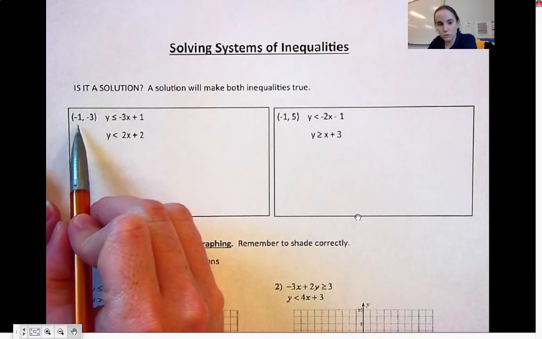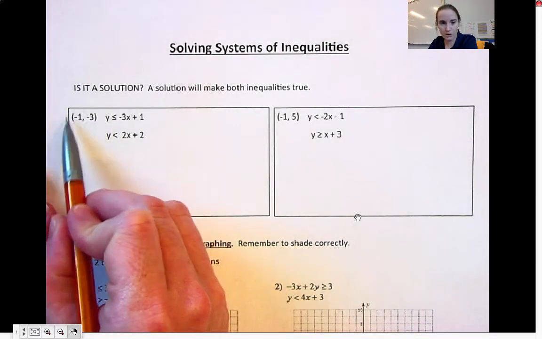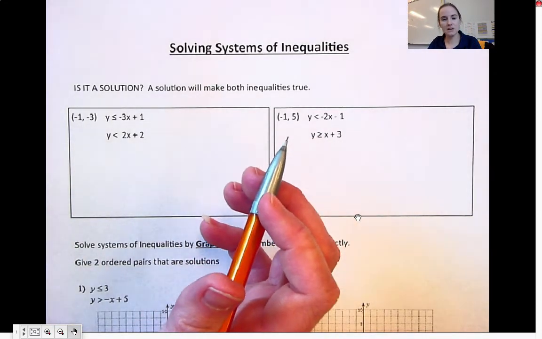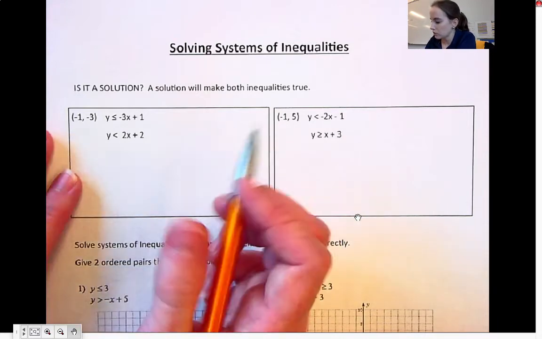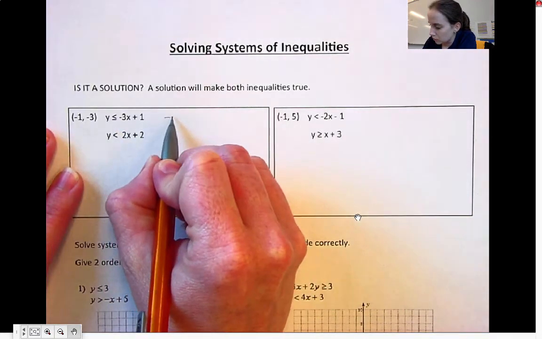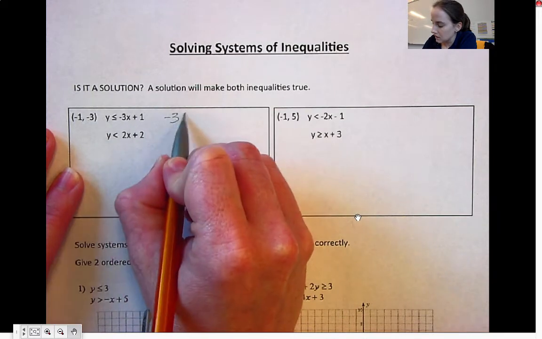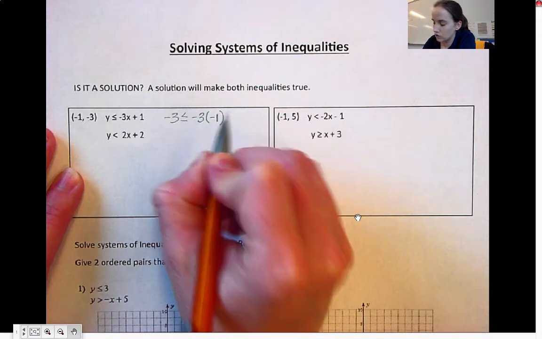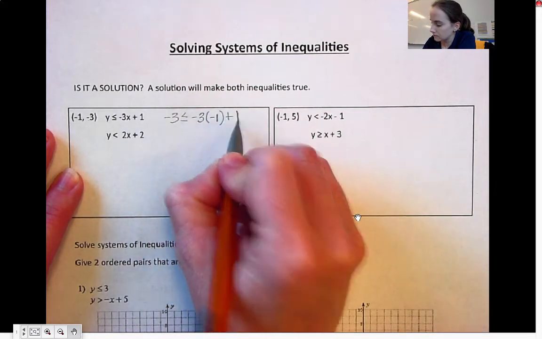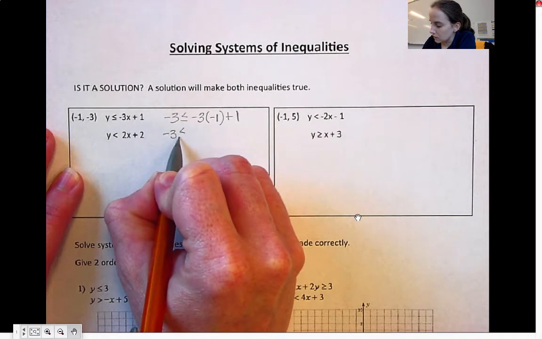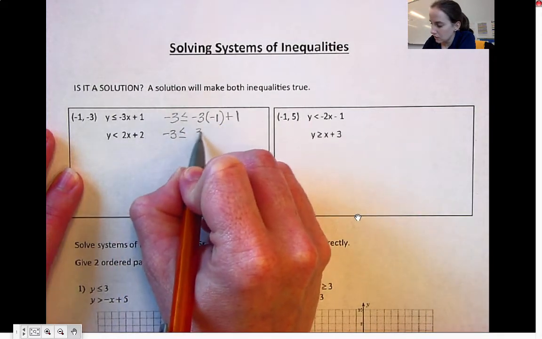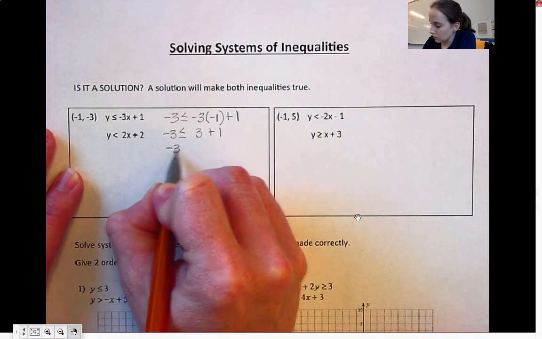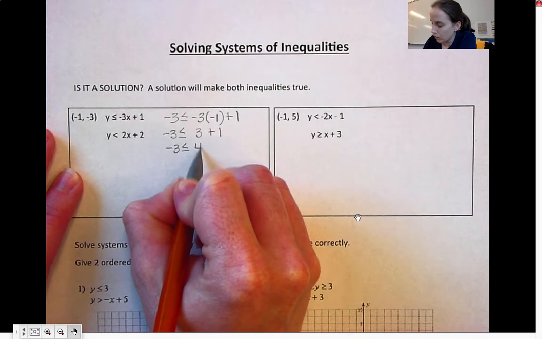When I'm trying to determine if this ordered pair is a solution, I'm still going to plug in the x and y and see if my ending result is true. So plug in y, which would be negative 3 in this case, is less than or equal to negative 3 times the x value, which is negative 1, plus 1. So negative 3 is less than or equal to, this becomes positive 3 plus 1. Well, 3 plus 1 is 4.